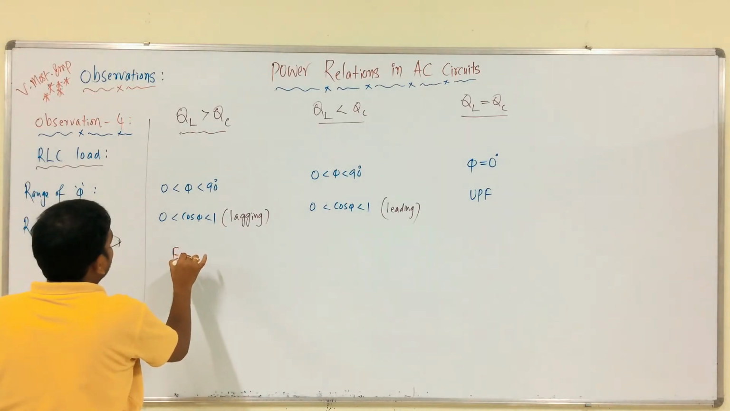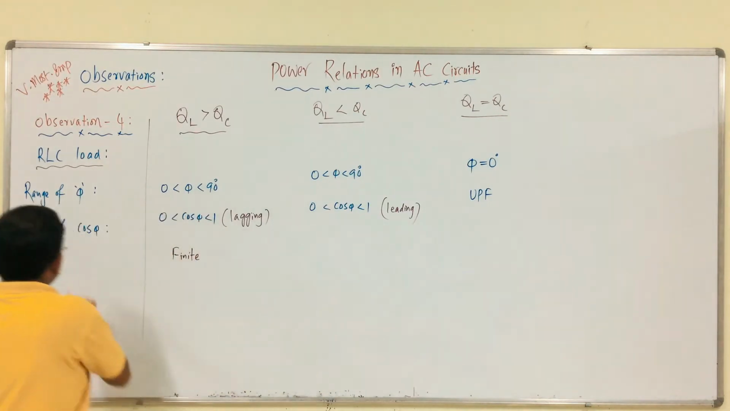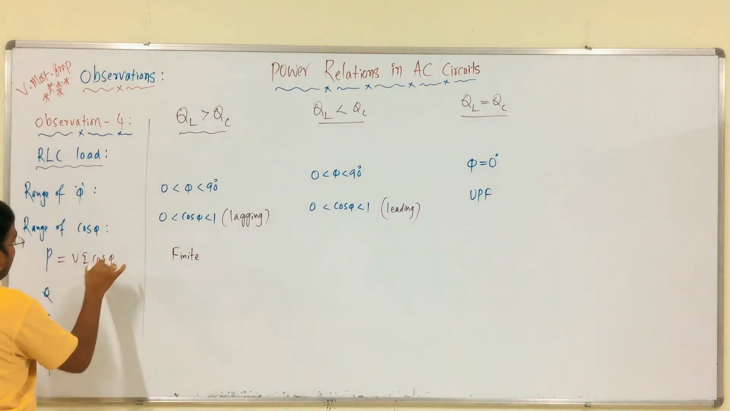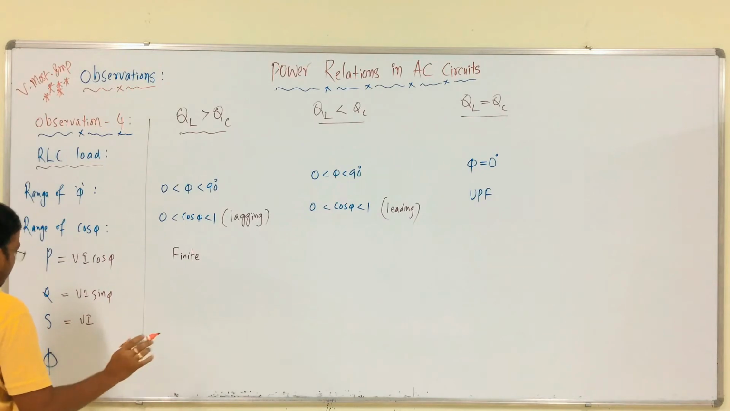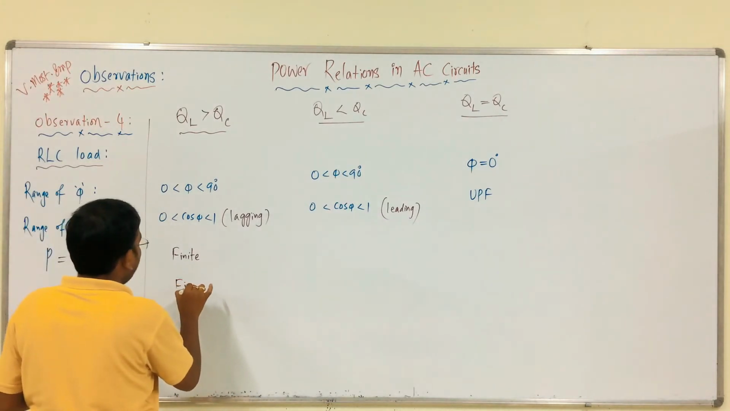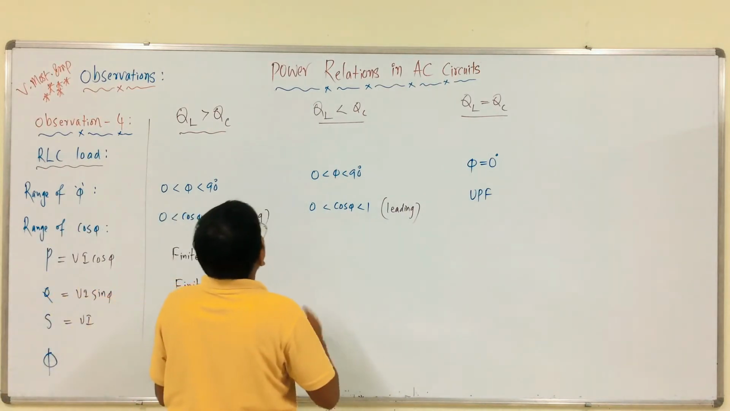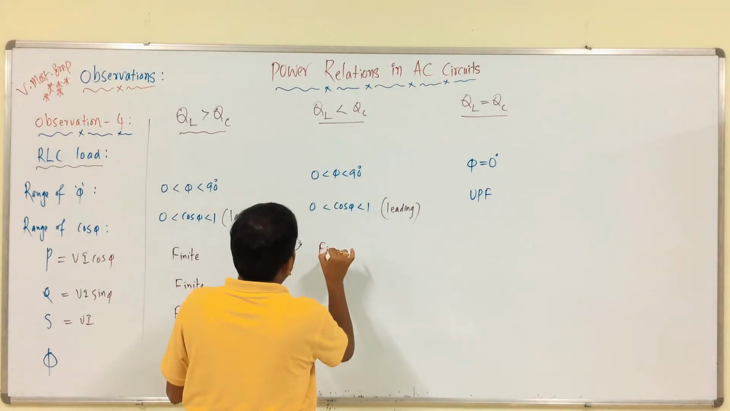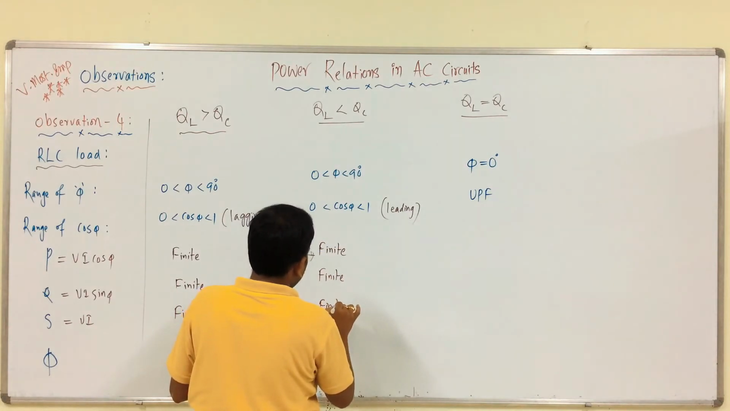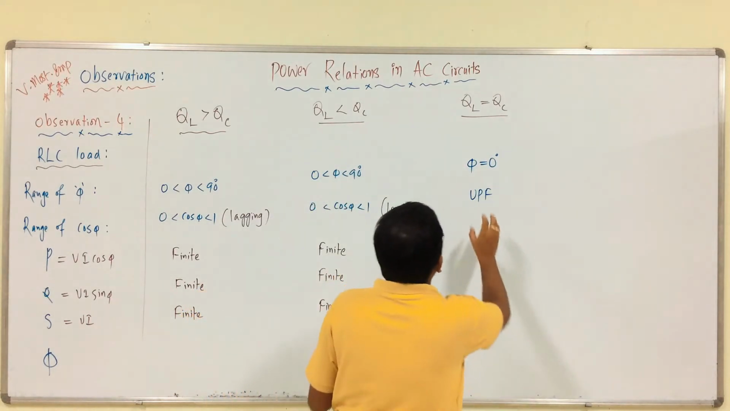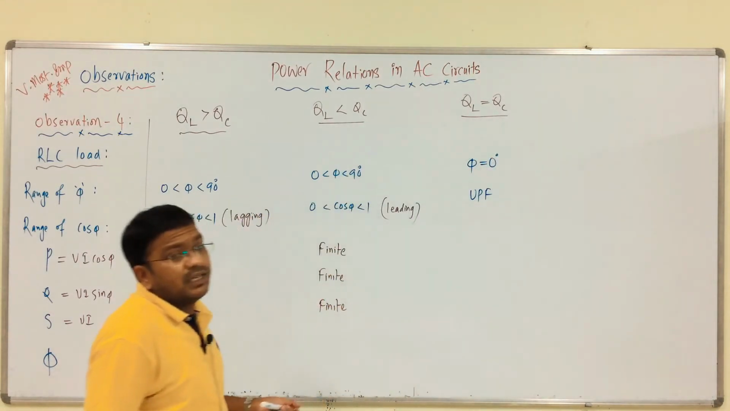What about active power? It is a finite value, because we are having cos phi, therefore we are having finite value of active power, that is Vi cos phi. Here Vi sin phi, here we have Vi. This is also a finite value. So, coming to this case, QL is equal to QC.